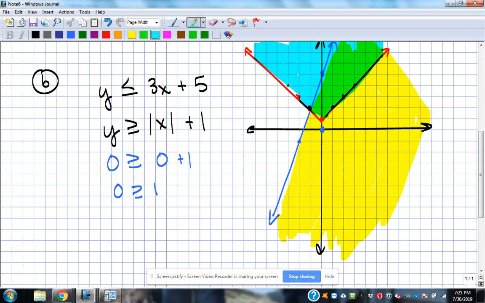Okay. All right. That is systems of inequalities. Let's look at linear programming, and we'll be done for the night.